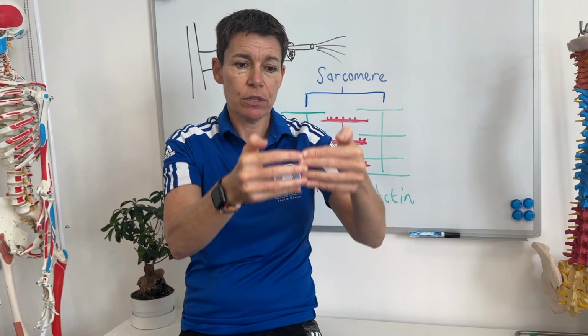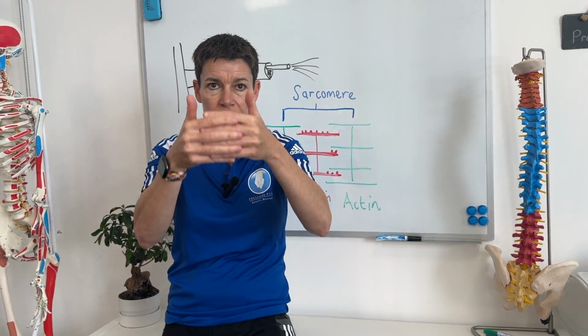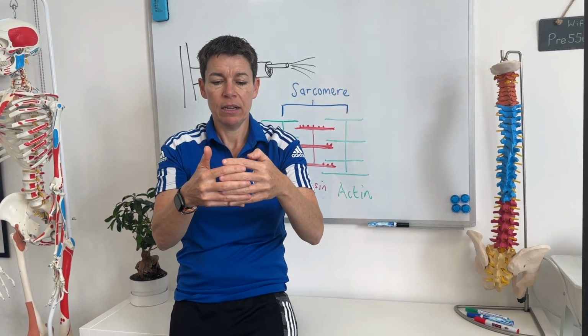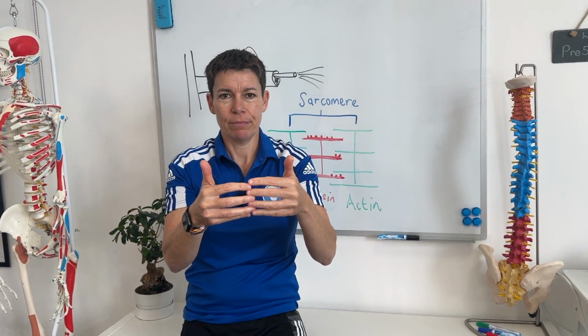So that would be a stretched muscle, and there are 1,000 of these in one muscle fibre. So it's not just this one unit, it's 1,000 of them working together. So that would be a fully contracted muscle, that would be a muscle at rest, and that would be a stretched muscle.